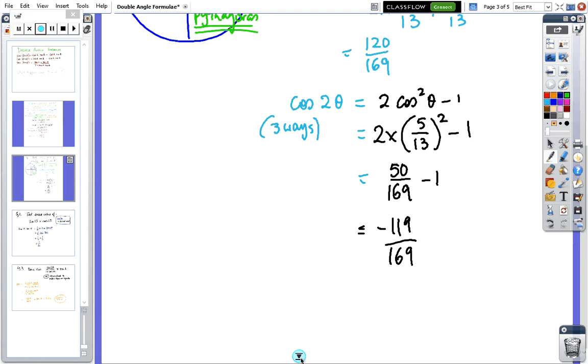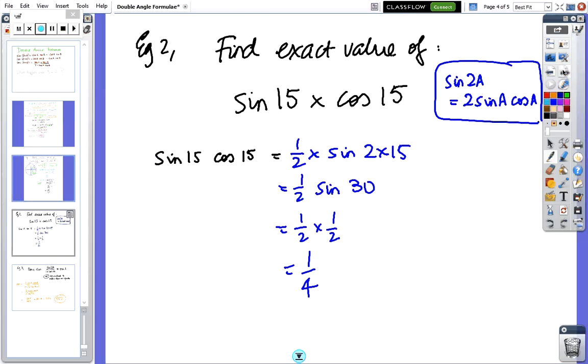And with the last one, with cos 2 theta, there are 3 ways of doing it. I'm going to use 2 cos squared minus 1, so you end up with 2 times 5 over 13 squared, minus 1, and so on. You end up with a negative fraction. Don't be too worried. This means that 2 theta is going to be in the second or third quadrant for cos.